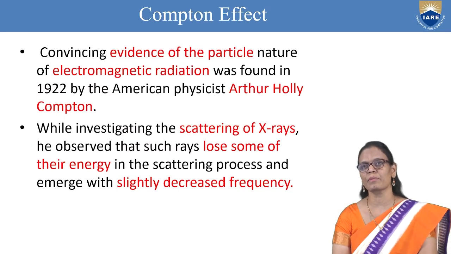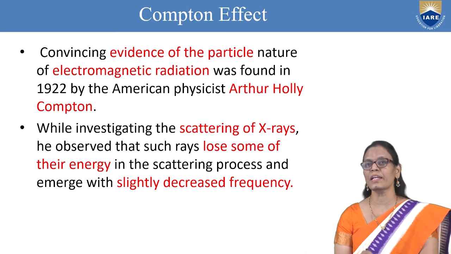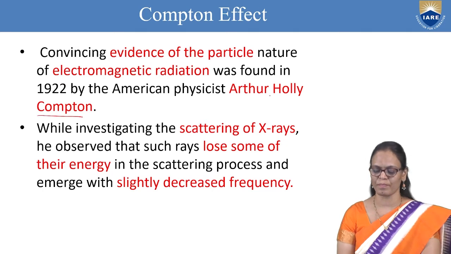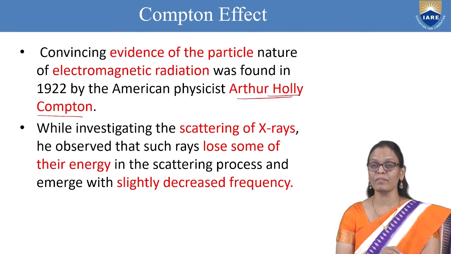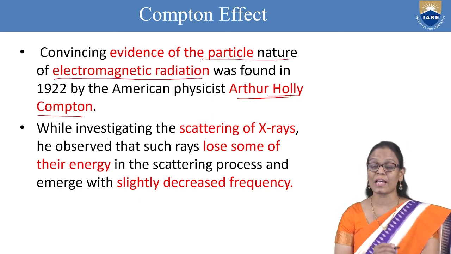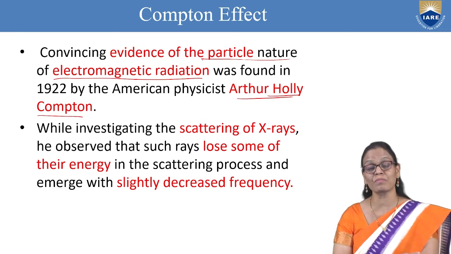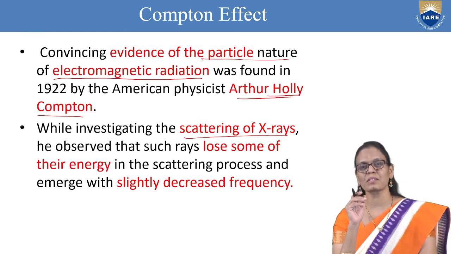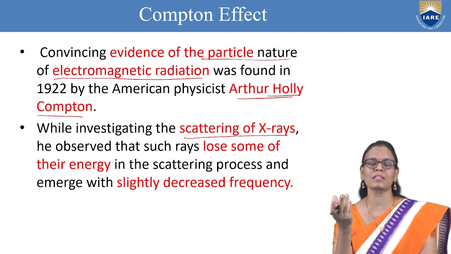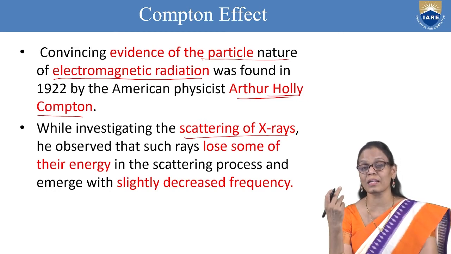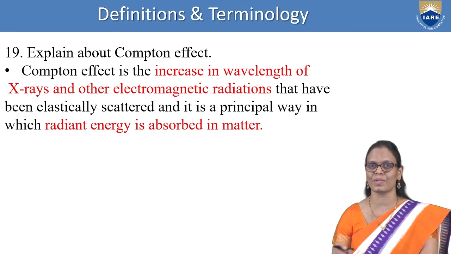So let us try to understand this Compton effect. Convincing evidence of the particle nature of electromagnetic radiation was given by the scientist Compton. Compton is the name of the scientist. He gave evidence for the particle nature of electromagnetic radiation. He was investigating the scattering of X-rays. What he observed is that when these rays lost some energy in the scattering process, they were coming out with slightly decreased frequency. Then he tried to understand the reason behind this decreased frequency.